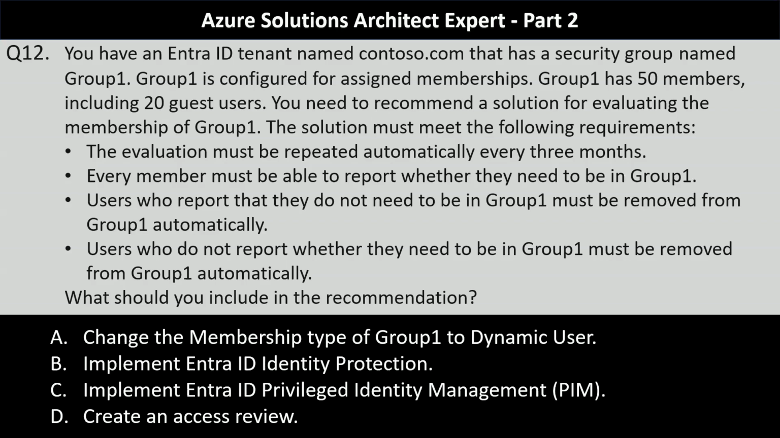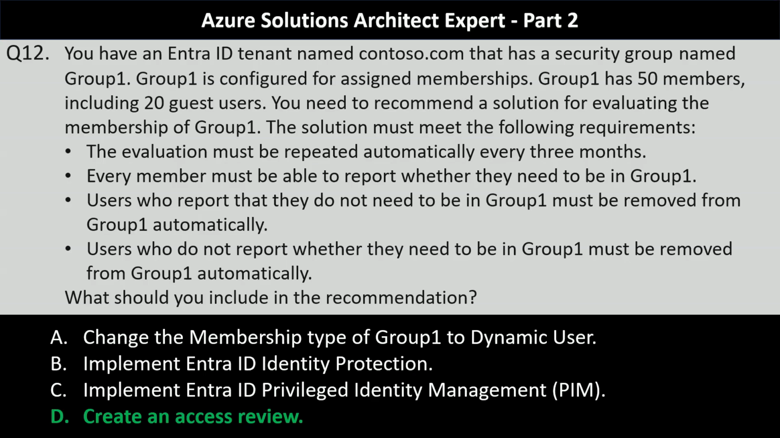Your options are: change the membership type of Group 1 to dynamic user, implement Entra ID Identity Protection, implement Entra ID Privileged Identity Management, create an access review. And friends, you should create an access review to meet the specified requirements. Let's understand how each of these requirements is satisfied by using access reviews.